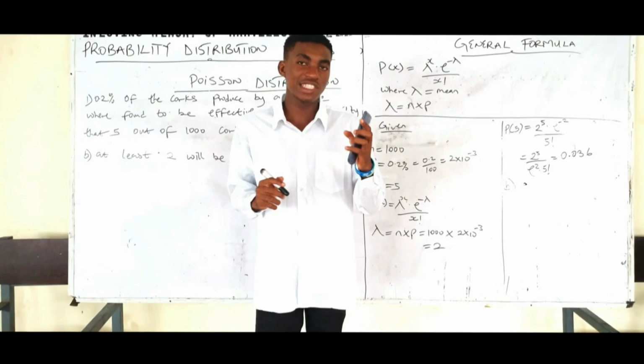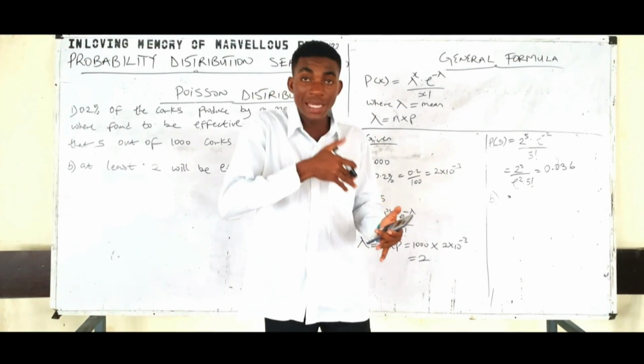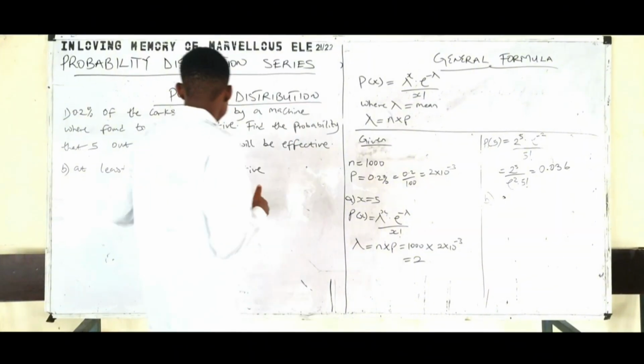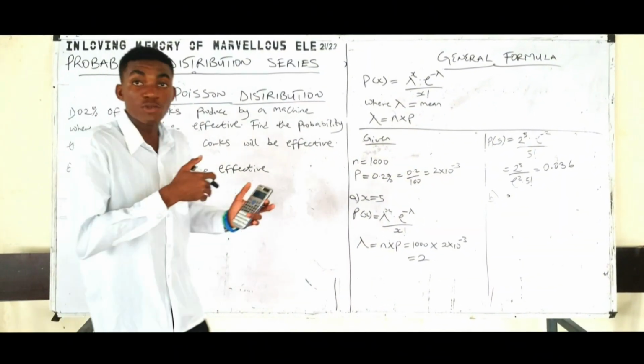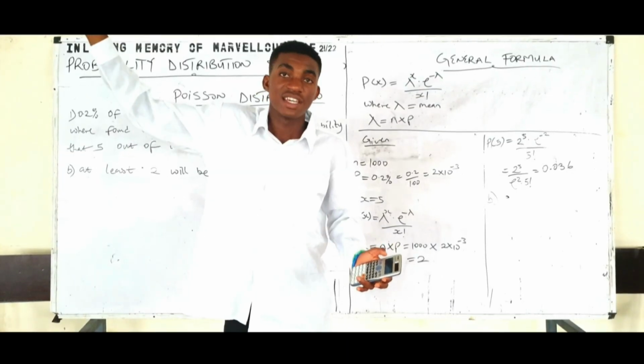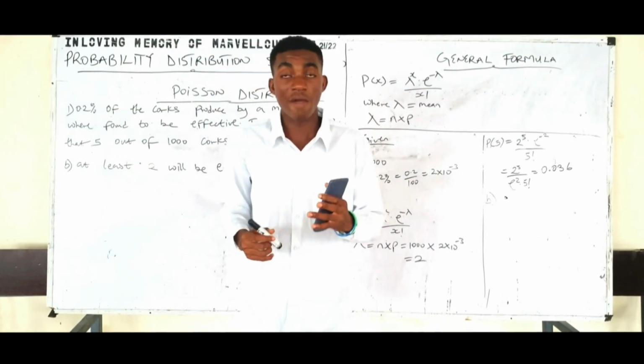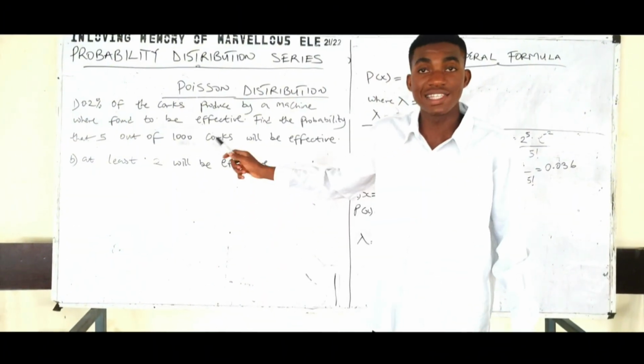At least and at most are different. So we talk on at most. Now at least means the minimum is 2. At least 2 will be effective, meaning from 2 and above: 2, 3, 4, 5 to infinity. We're not going to start doing that, probability of 2 to infinity, because we will not finish. So we have a formula to solve for at least 2.